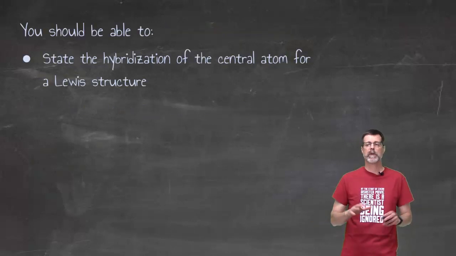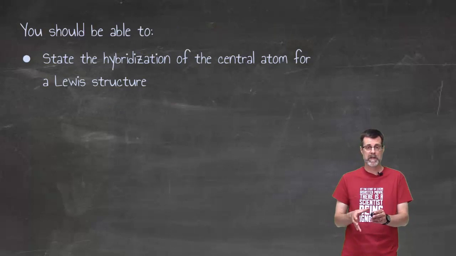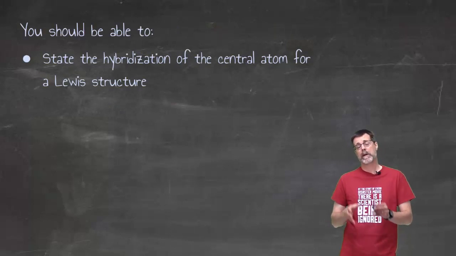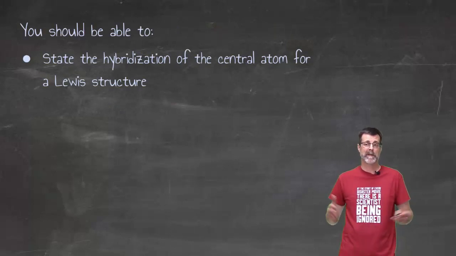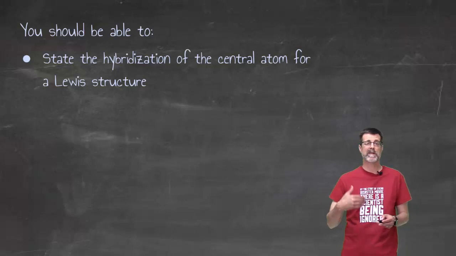Okay, but at this point we now can take our central atom that we can do from a Lewis diagram, we can figure out what hybridization it has, and then we're going to add more pieces to this some other time.